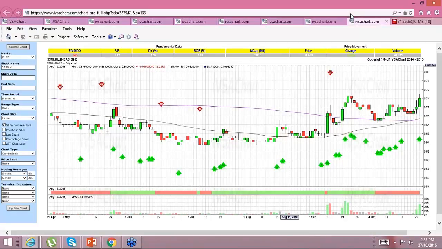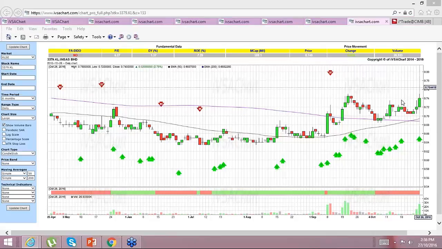As you can see, Insas Berhad has been doing a test for several days, several weeks actually. There's a test bar, and there's a level of support here as well. And an 18LC bar has appeared here. So we're going to look at these stocks next week as you join in the webinar.